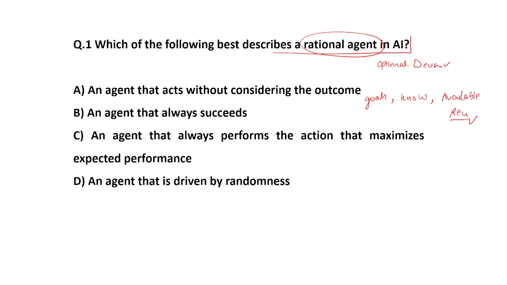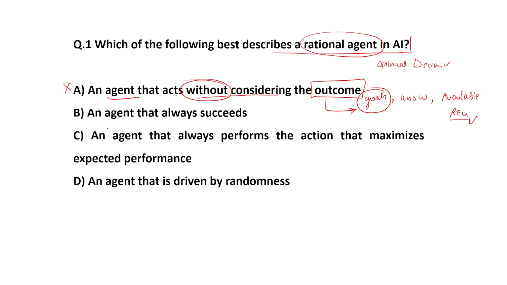Now, in this question, as you can see, we have four options. An agent that acts without considering the outcome. So, this cannot be a correct answer because I have told you here it is a goal based agent.